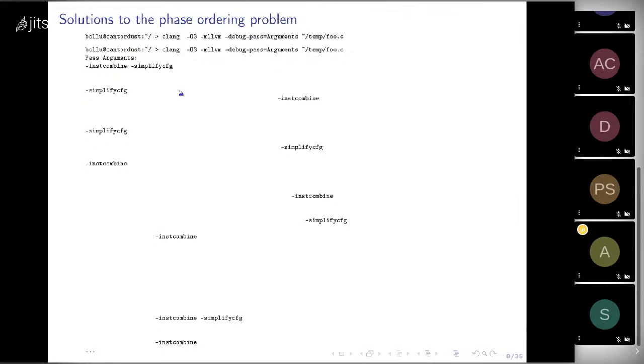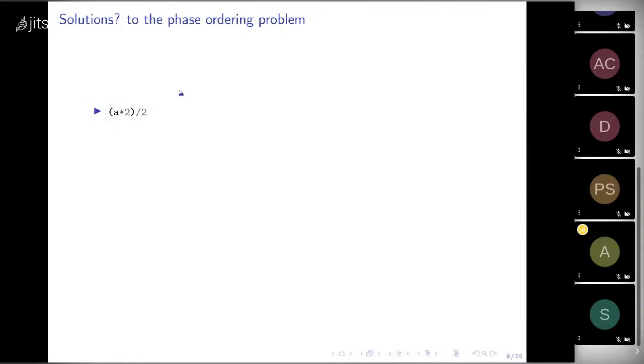Okay, right. But now, is this really a solution? Does simply rerunning the transforms you have over and over actually work? So let's take an example to see whether it actually works or not. Let's consider a simple arithmetic expression where we have a times 2 first divided by 2. That's what the brackets are for.